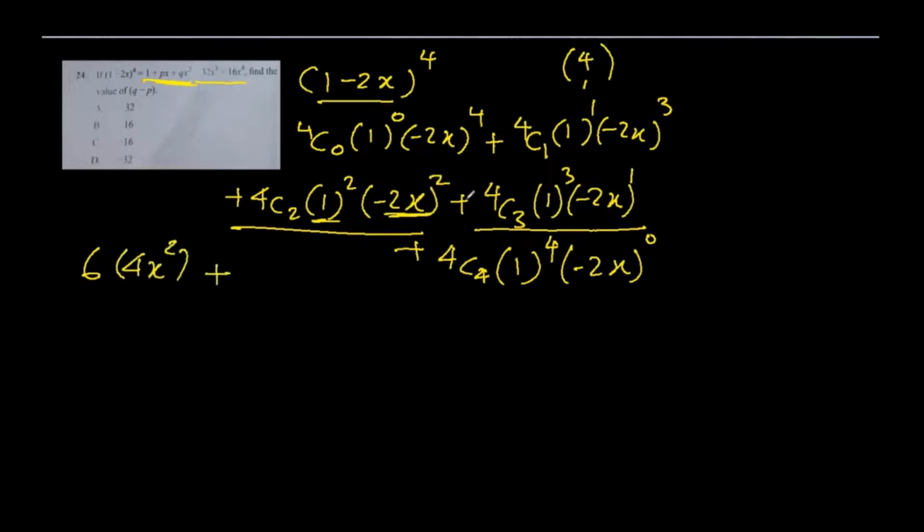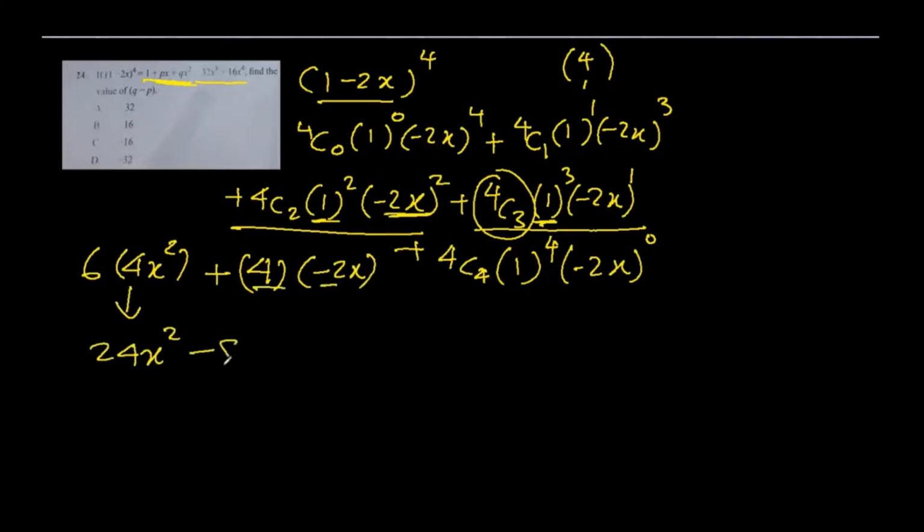Alright, then plus 4c3 will be 4. 1 cube is again 1, so I will not write it, but it is multiplied with minus 2x to the power 1, which is minus 2x. Okay, so this becomes 24x squared, and 4 times minus 2 is minus 8x. So if I compare with only these two terms, p comes out to be 24, q is minus 8.